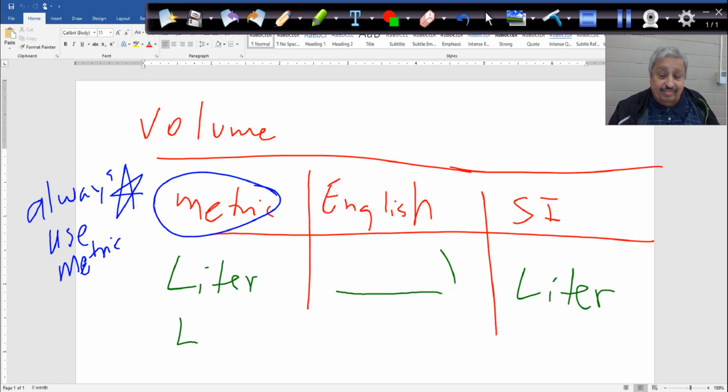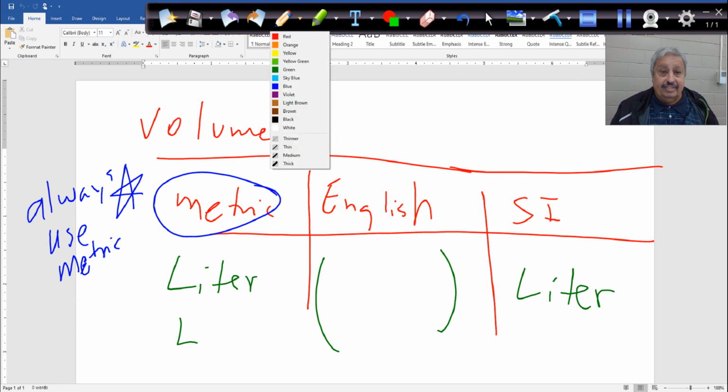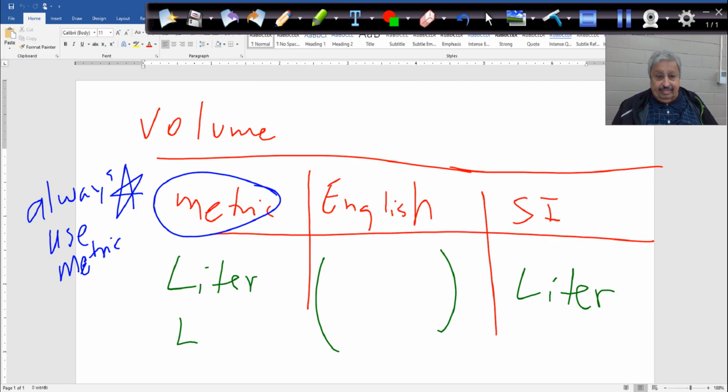Here we have a big issue. The big issue is in the English system, because the English system is unique by itself, and does not cheat or take from another system. The SI, most of the time, cheats or takes from the metric units, but English stands by itself. Tell me what volume units you can think of in English. You know that. Come on, guys, don't let me down. What can we use for volume in the English system? You heard about this, correct?